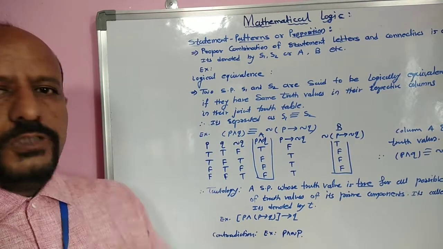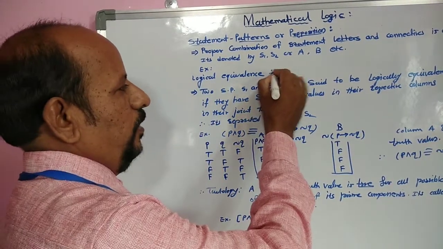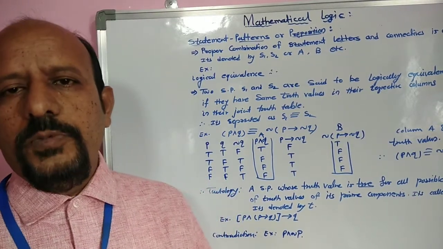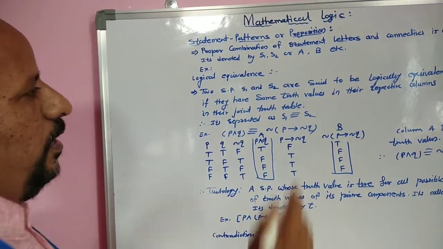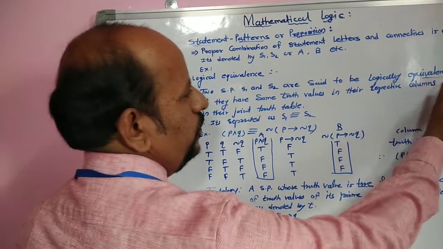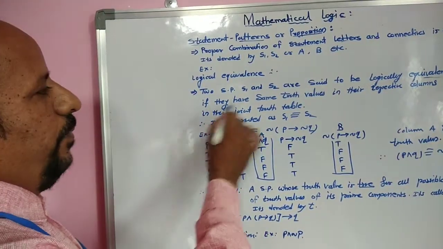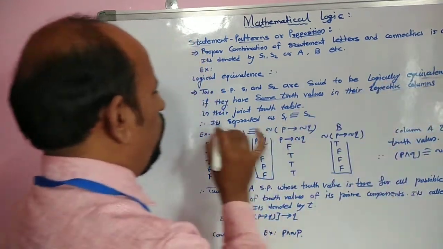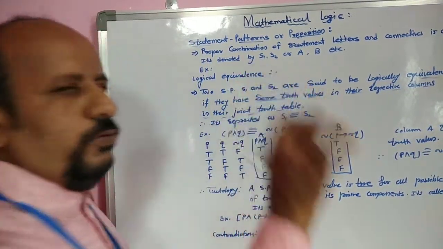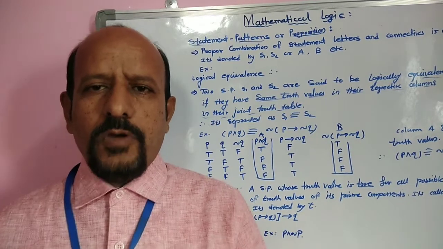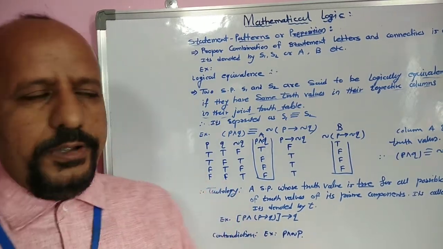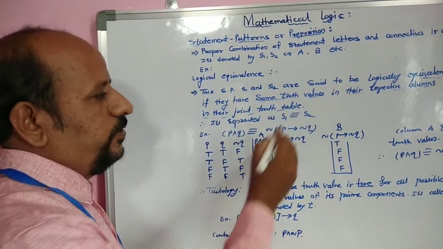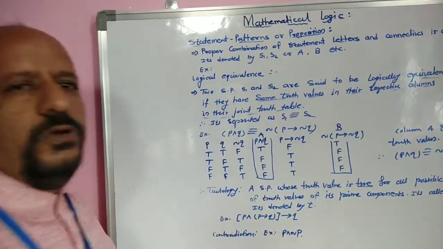Next definition is logical equivalence. What is meant by logical equivalence? Two statement patterns S1 and S2 are said to be logically equivalent if they have the same truth values in their respective columns in their joint truth table. That means they have identical columns in their joint truth table. If the statement patterns are logically equivalent, then it is denoted as S1 is logically equivalent to S2.